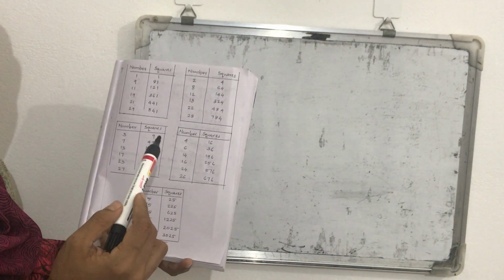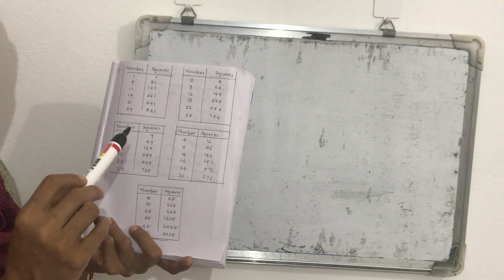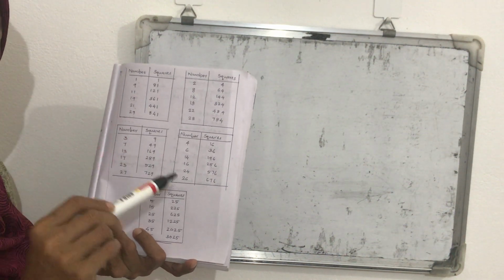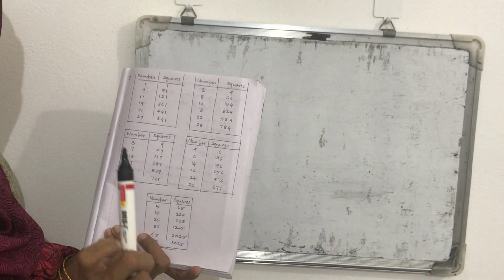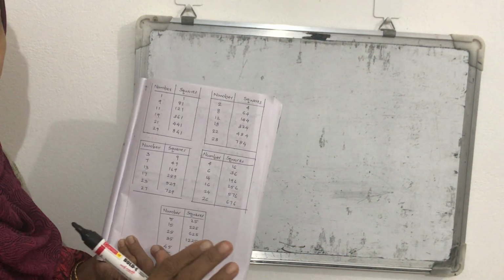And also one more digit, 5. If the units place in a number is 5, then in its square number, the units place will also always be 5.